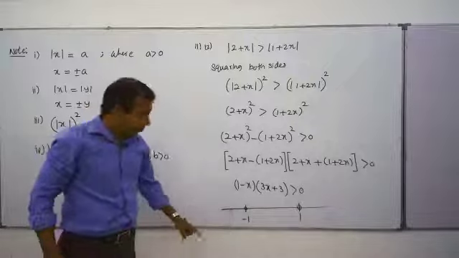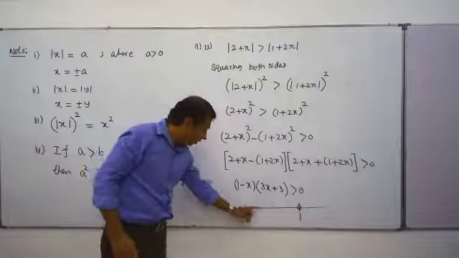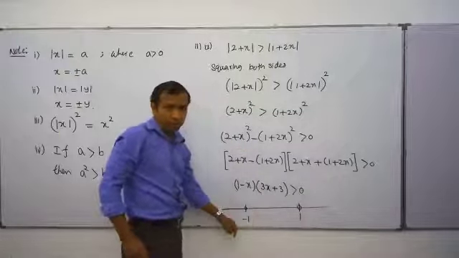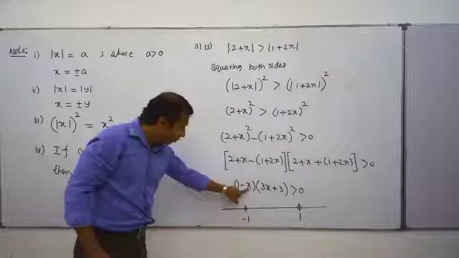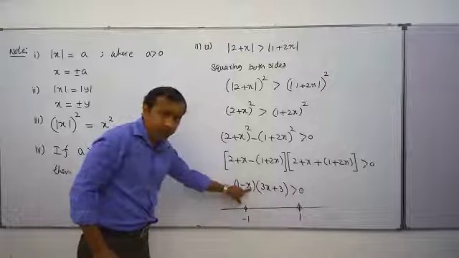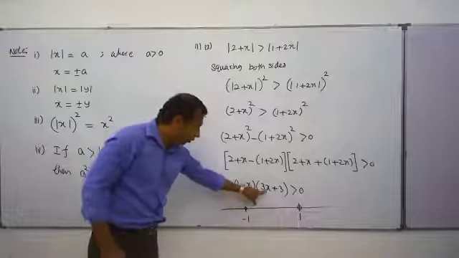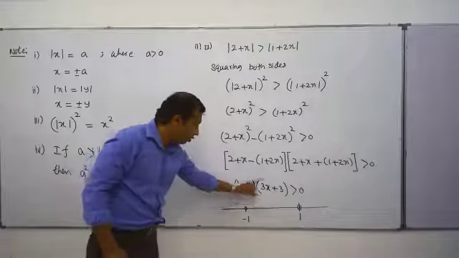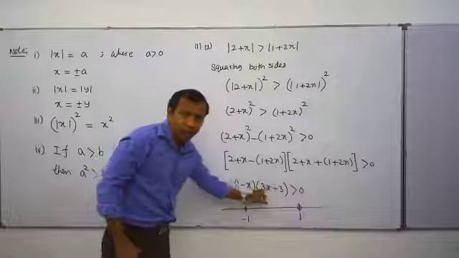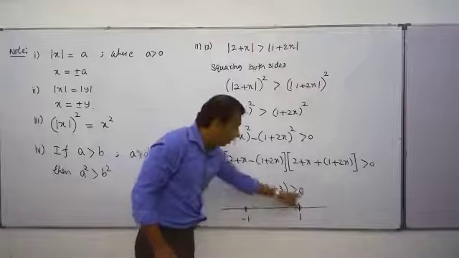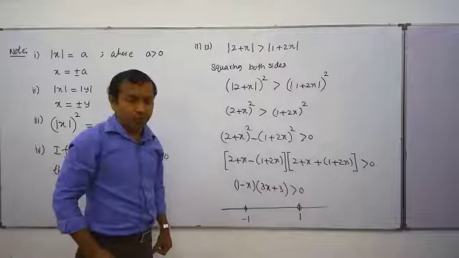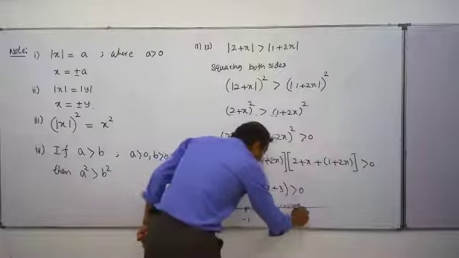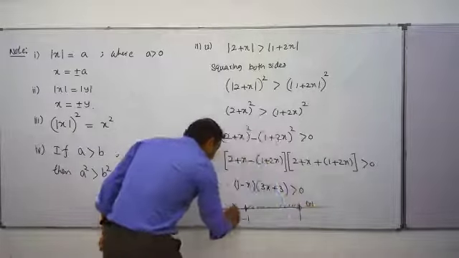Now there are three regions: this region, this region, and this region. Take a value in this region, that is 0. Put 0 here. 1 minus 0 is 1, so this bracket is 1. When you put 0 here, this bracket is 3. This bracket 1, this bracket 3. 1 times 3 is 3. 3 greater than 0, it's true. So this region we accept. The other two regions we therefore reject.